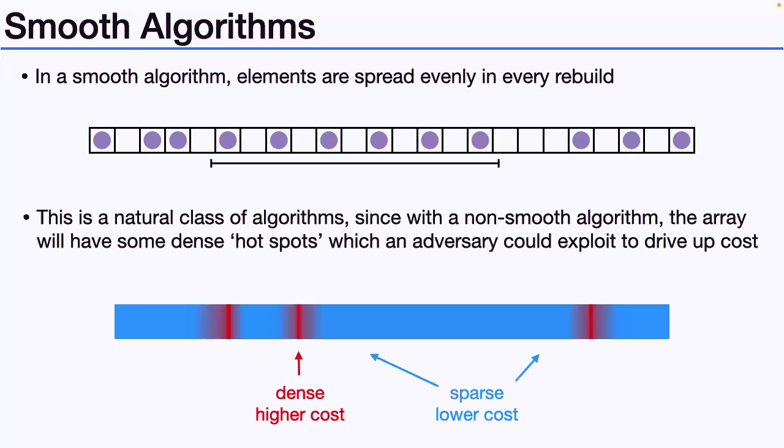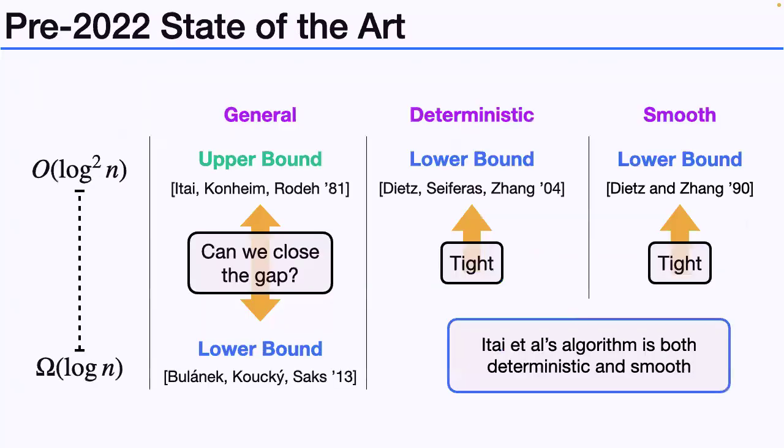So why is this a natural type of algorithm? Well, if you think about what happens if you don't have smoothness, then you have an array which is going to have a lot of elements in some parts and not many elements in others. If we had an adversarial inserter, they could just hammer all their insertions into these dense spots, and where there are more inserts, we have to do more moves, and that drives up our cost. The classical algorithm with log squared that I mentioned is both deterministic and smooth. So this gives a lot of intuition as to why log squared was conjectured to be the right answer.